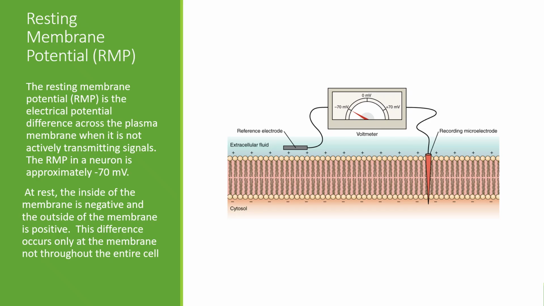At rest, when we're doing the resting membrane potential, the inside is more negative than the outside. Take a good look at that picture, and you can see on the cytosol side, the bottom side, there's little negative signs, and on the extracellular side, there's little positive signs. So when the membrane is at rest, it's not at 0. It's at negative 70, and that'll become important when we talk about how signals are transmitted in later chapters.